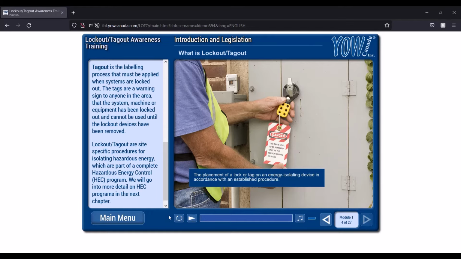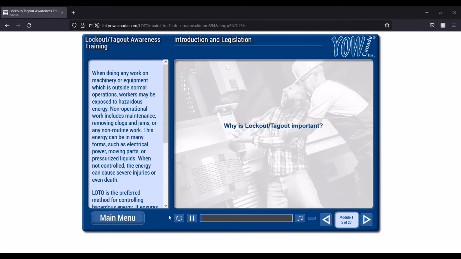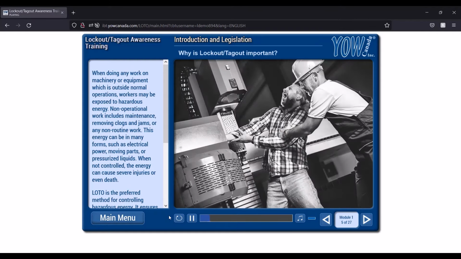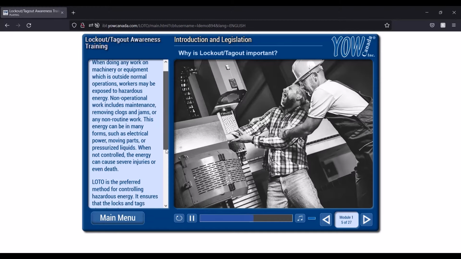Why is Lockout Tagout important? When doing any work on machinery or equipment which is outside normal operations, workers may be exposed to hazardous energy. Non-operational work includes maintenance, removing clogs and jams, or any non-routine work. This energy can be in many forms, such as electrical power, moving parts, or pressurized liquids. When not controlled, the energy can cause severe injuries or even death.